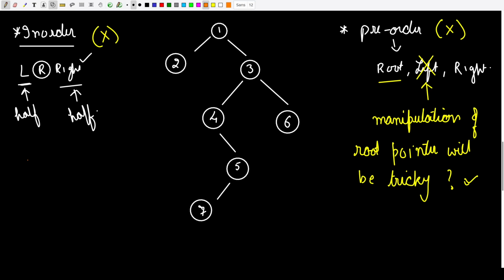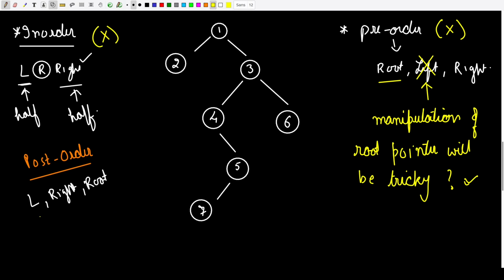So which solution are we left with now? Well, the solution which we are left with now is post-order traversal. So let us look at post-order traversal. As we know, in post-order traversal, left will be operated first, then the right child will be operated, and then the root will be operated. And this will give us an easy way of manipulating the pointers.